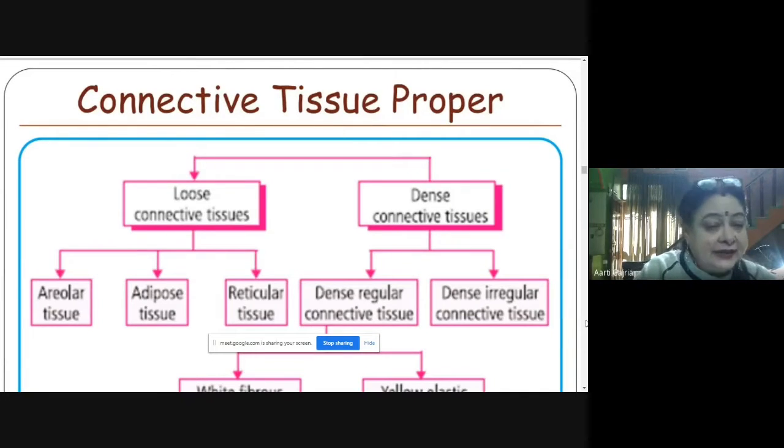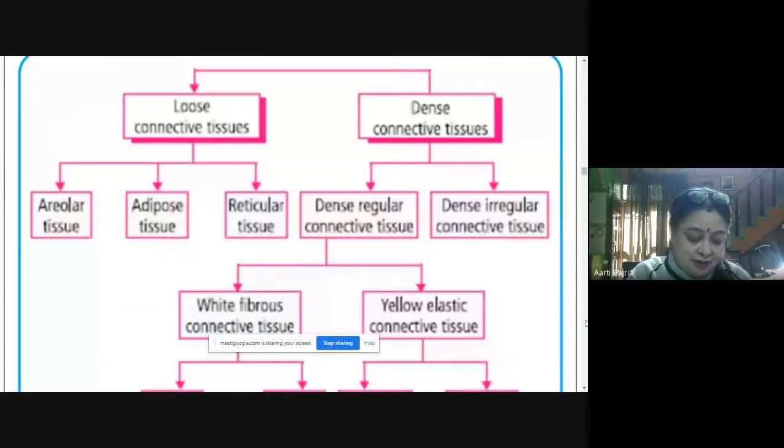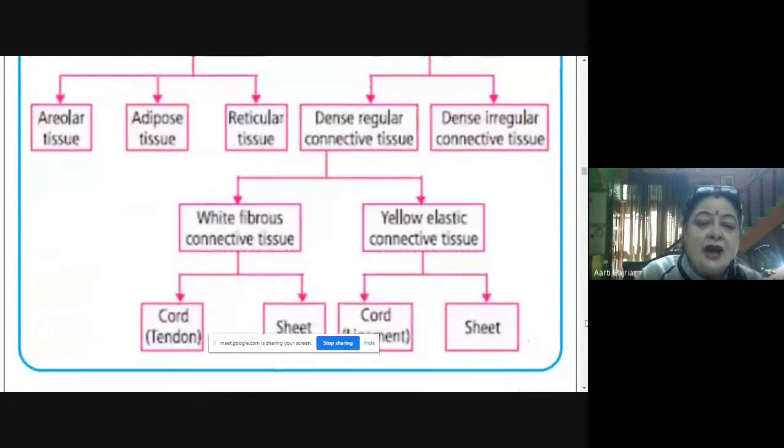So in dense regular, the collagen fibers are arranged in a regular form. The diagrams are given, they are arranged in the regular form. And they are the tendons and the ligaments. Whereas in the irregular connective tissue, the collagen fibers are irregularly arranged, they are loosely arranged, and they are in an irregular pattern. There is no regular pattern in which they are arranged. That's why they are called dense irregular connective tissue.